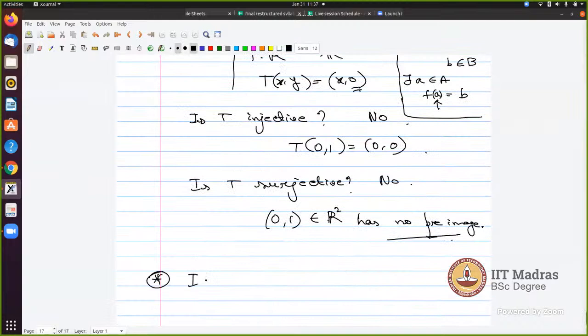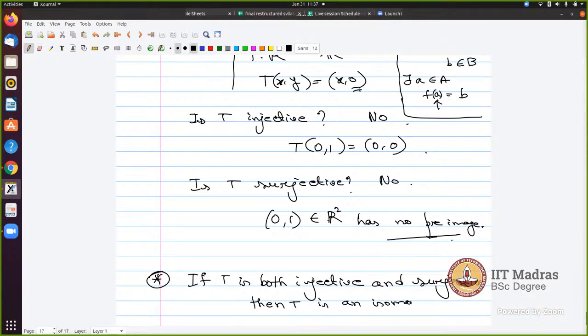And lastly, if T is both injective and surjective, then T is an isomorphism. Whenever T is bijective, we call it an isomorphism. So, sir, like in this example, T of (x, y) is equal to (x, 0). Can I generalize and say that if the span is not R2, then it is not surjective? Span of what? (x, 0).